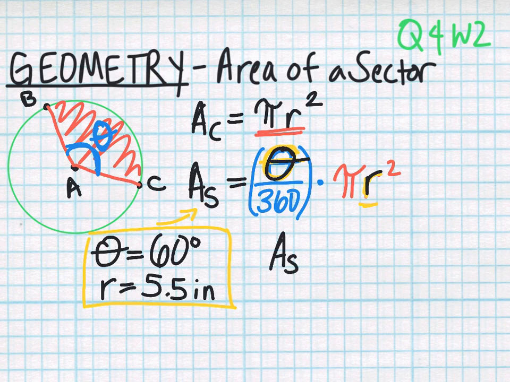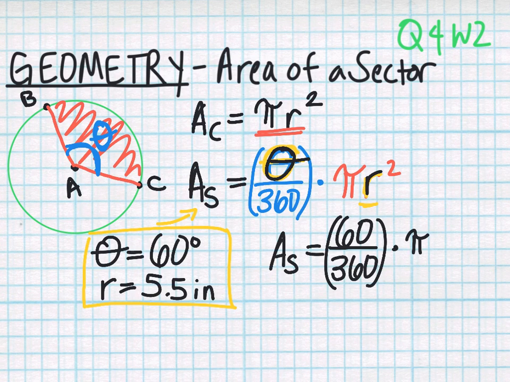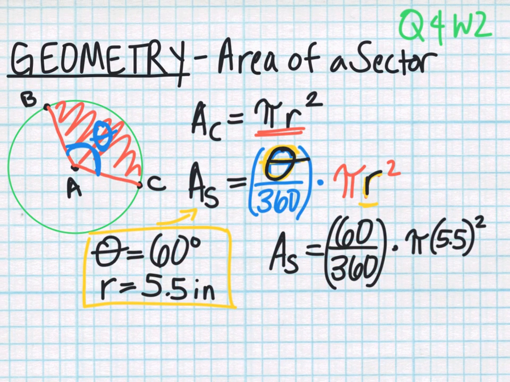Area of the sector is equal to theta. Theta is 60 degrees, so 60 divided by 360 times pi times the radius, which is 5.5, squared. Now we just need to simplify. Okay, I'm going to slide up just a little so I can have a little more space.